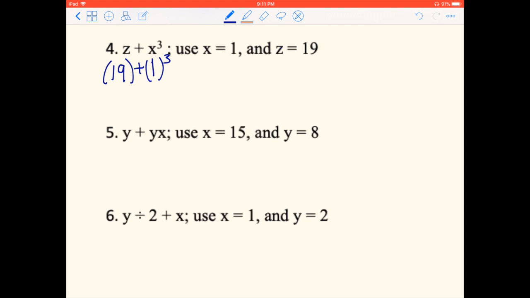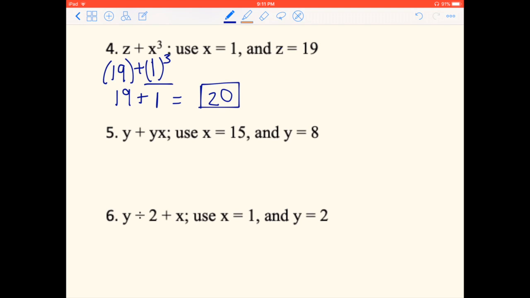Another way you could do this is if you know how to put this in your calculator, you can go straight from here and put that in your calculator. Be sure to use parentheses, which really helps you make sure you have the right order of operations. But you can also do it the old-fashioned way. You can break it up. 1 to the third power gives us 1 plus 19. 1 plus 19 is 20. So the answer to that first example was 20.